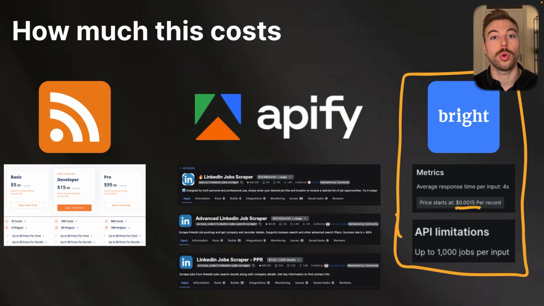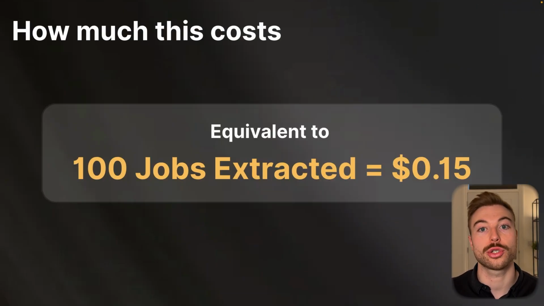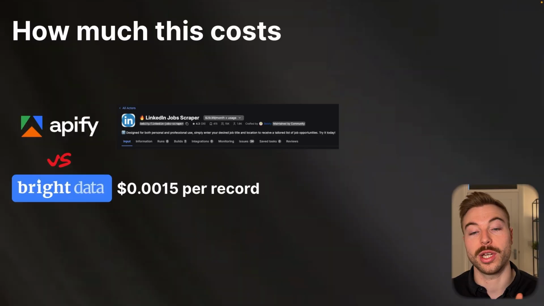Now, BrightData works on usage base. So what this means is it's only going to charge you on what you actually use and extract. So for each of the job descriptions you're extracting, it's going to cost you $0.0015 per record. So what this means is per 100 jobs you extract, it's going to cost you around 15 cents to do it.